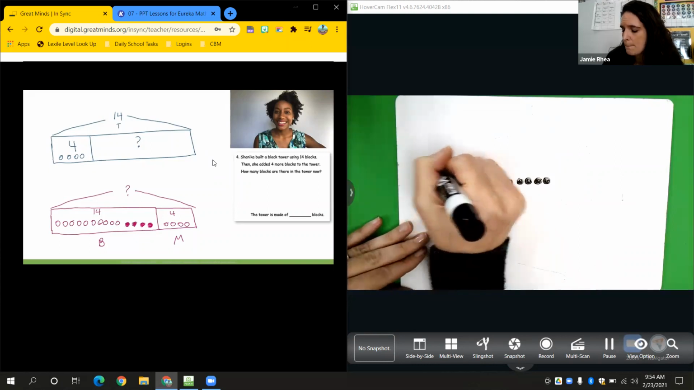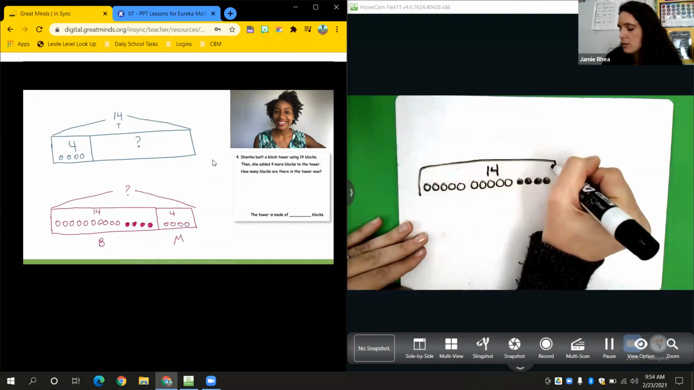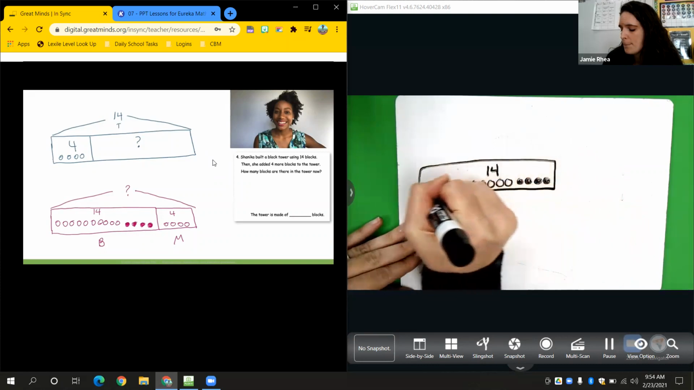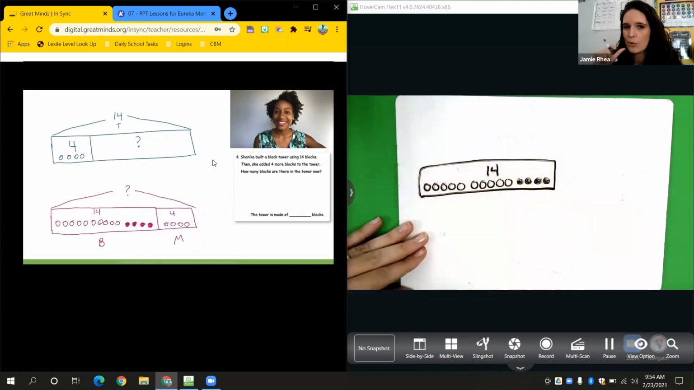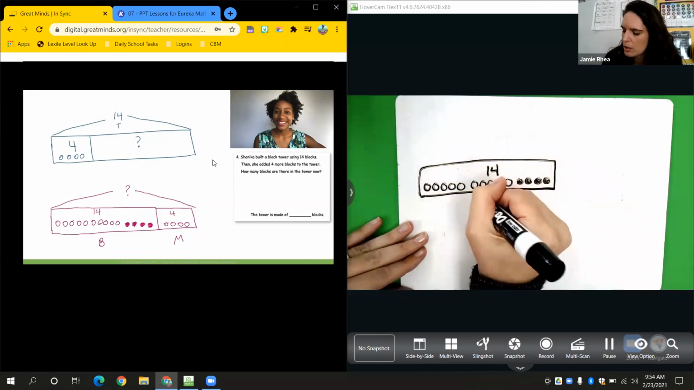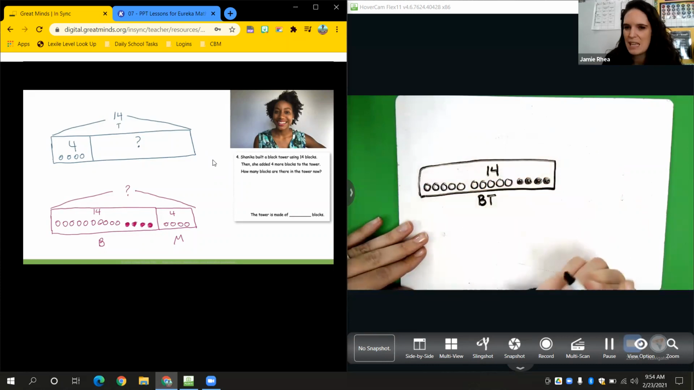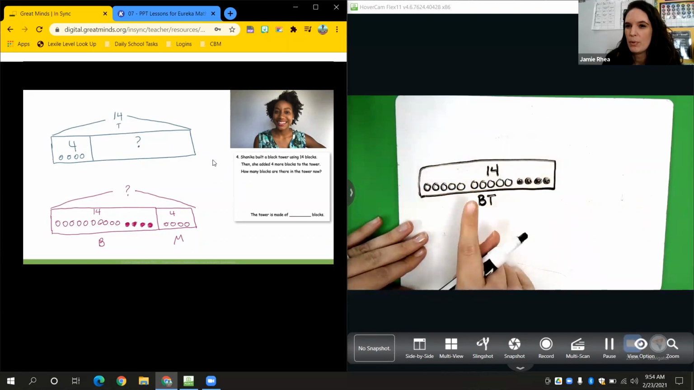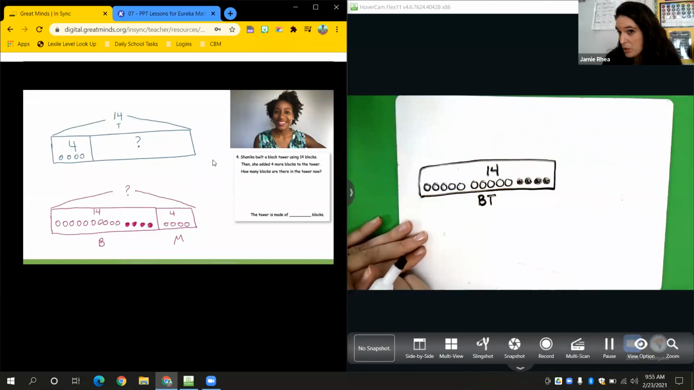So let's make our little rectangle. And then this is going to be labeled, let's see, let's label this one block tower, BT, okay? Now, that's one part. Let's keep reading and see if we can find the other part, or maybe we don't know the other part. Then she added 4 more blocks to the tower.